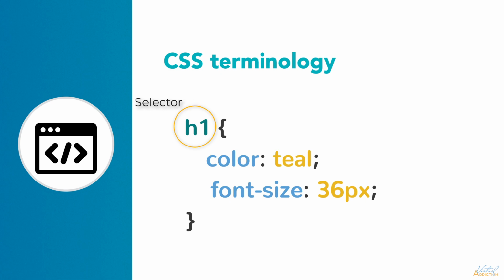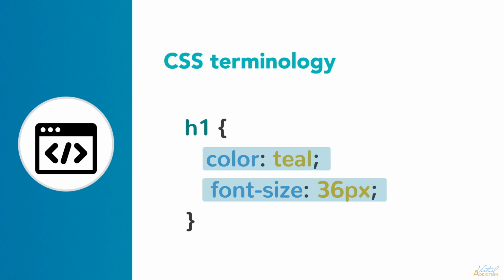In this example, the selector is H1. What we're doing is we're targeting all of the heading 1 elements on a page. Every rule set includes a pair of curly brackets. These wrap around at least one declaration, if not more. Inside of the curly braces, we have declarations. A declaration is made up of a property followed by a colon, and then we put the value followed by a semicolon. The property is the type of CSS declaration that you are making.